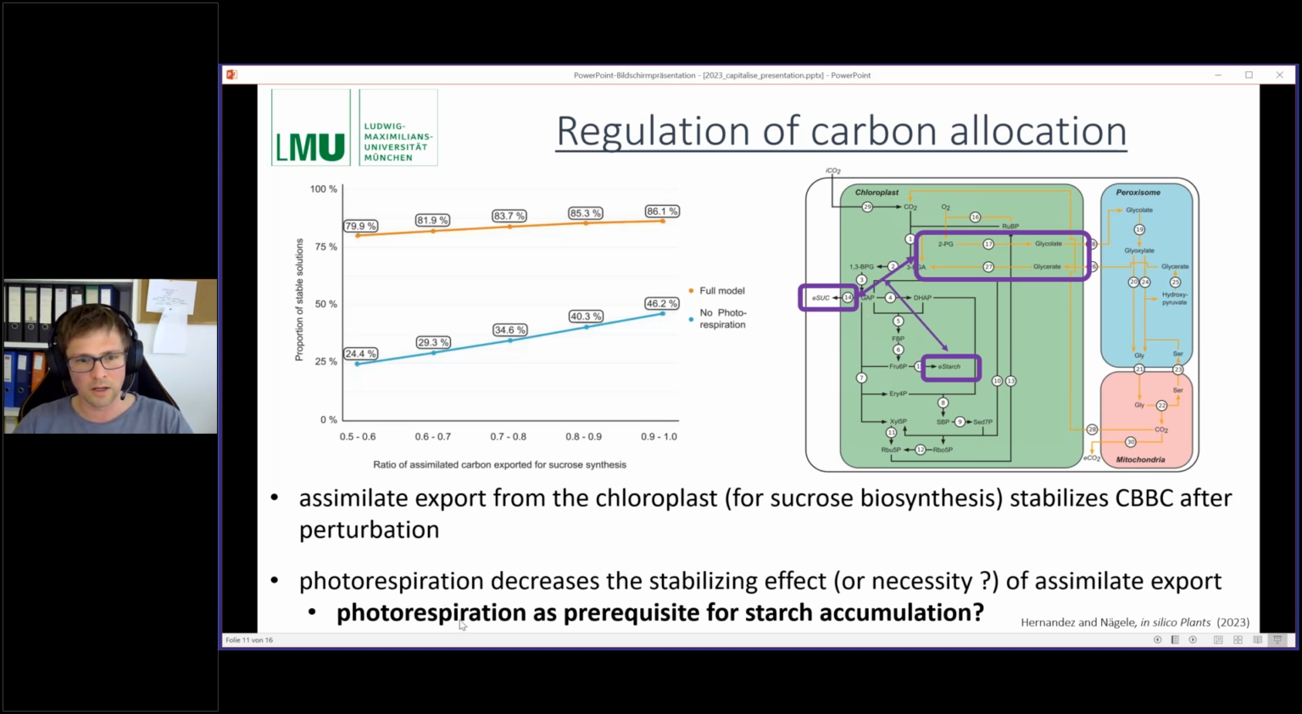In other words, you need photorespiration in order to be able to decrease the ratio of sucrose biosynthesis compared to starch biosynthesis. In order to stabilize metabolism, but still biosynthesize enough starch to survive the night, you should have photorespiration, because otherwise, without photorespiration, you would have to shift the carbon allocation much more towards sucrose biosynthesis in order to come up with a stable network and with a stable kinetic system.